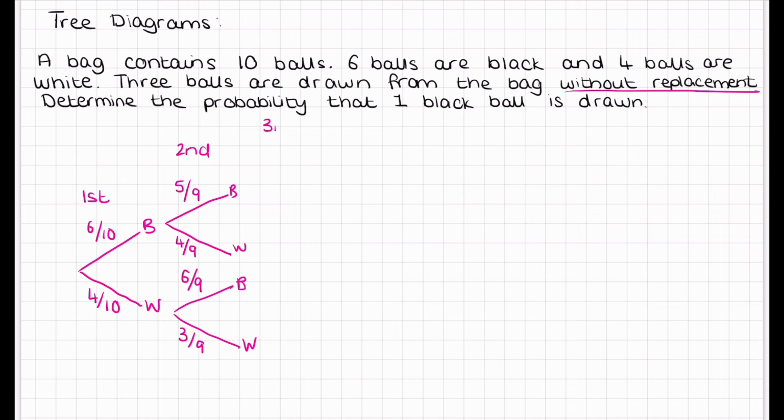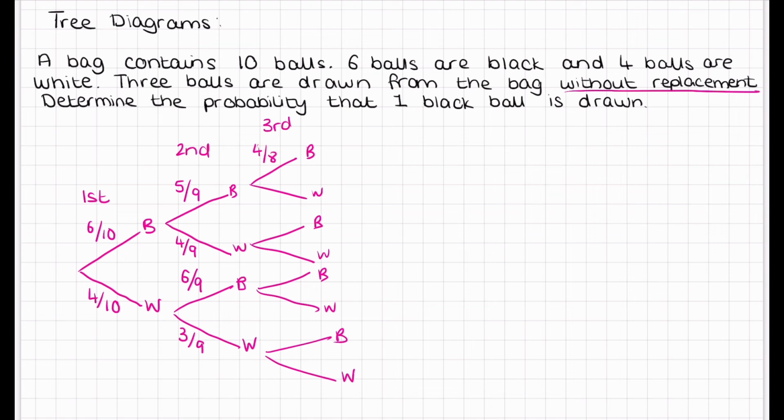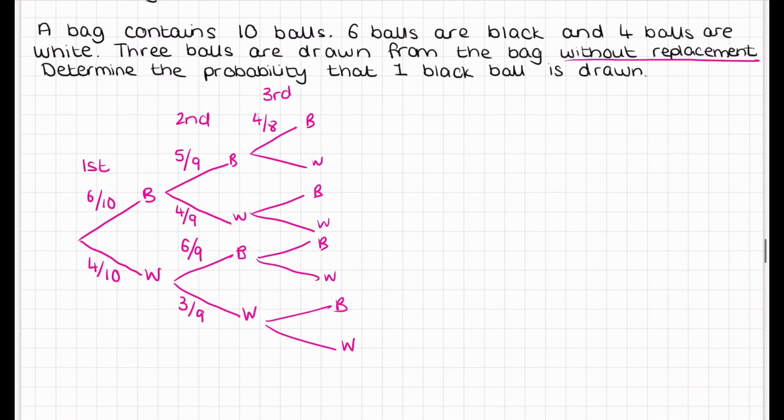Then we do this again, so we have to do them off each of them again for our third ball, and we do the same process again. So this top one here, we've already had the black come out twice, which means there's 1 less, so we'll only have 4 out of 8 this time. There'll still be 4 whites in the bag though.